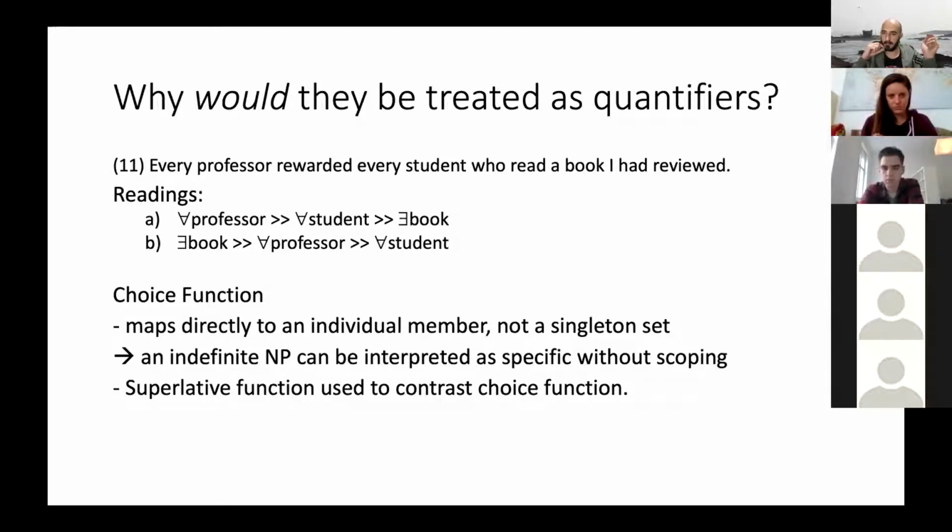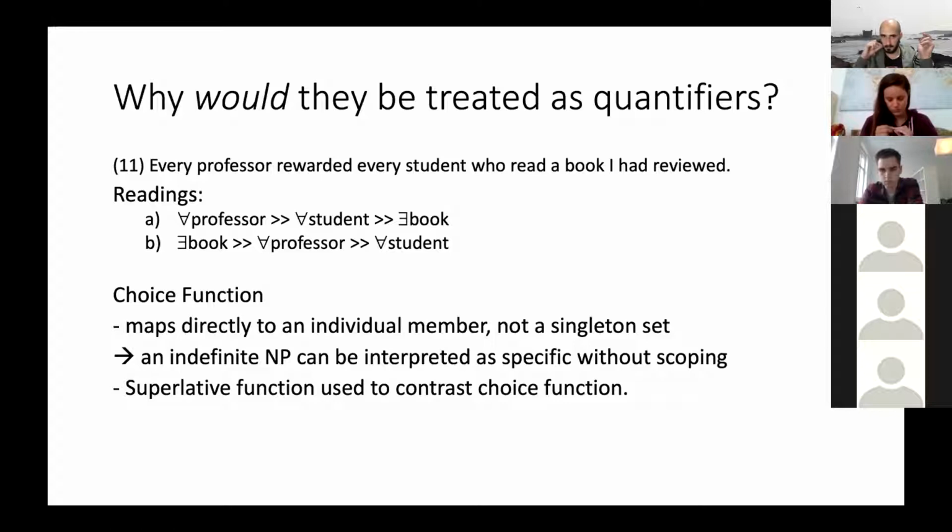Yeah, so this means that they would be treated in the same way as expressions like adjectives, for example. We can contrast choice functions with a superlative function. Let's take oldest as an example. There's only one oldest of some kind of thing. So, yeah.